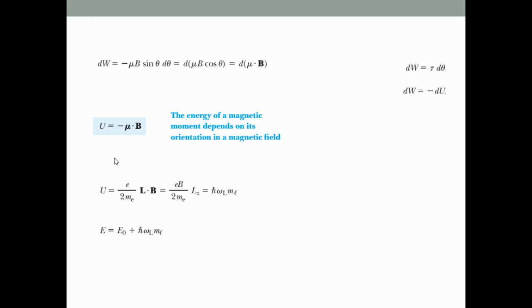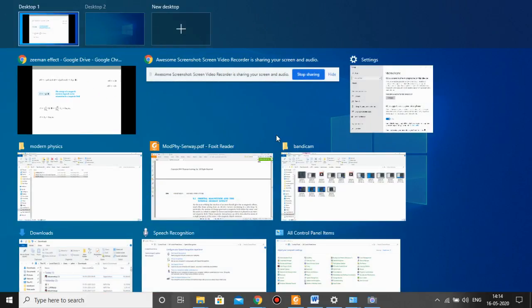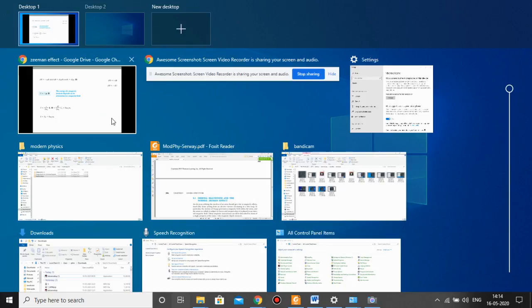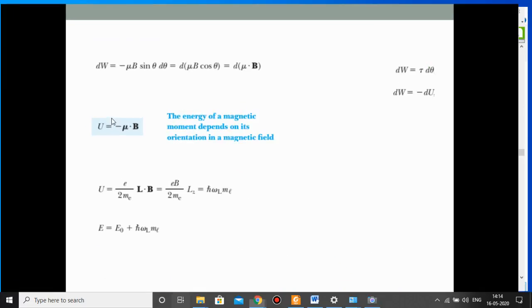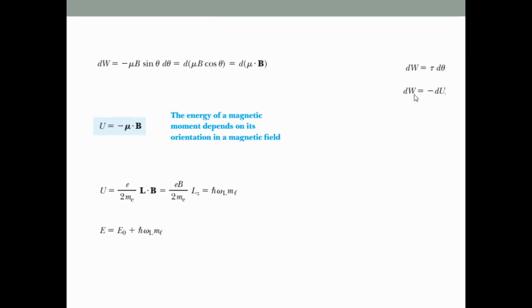And we can write this work done. Okay, this work done is taught as orientational potential energy of the dipole in the field.